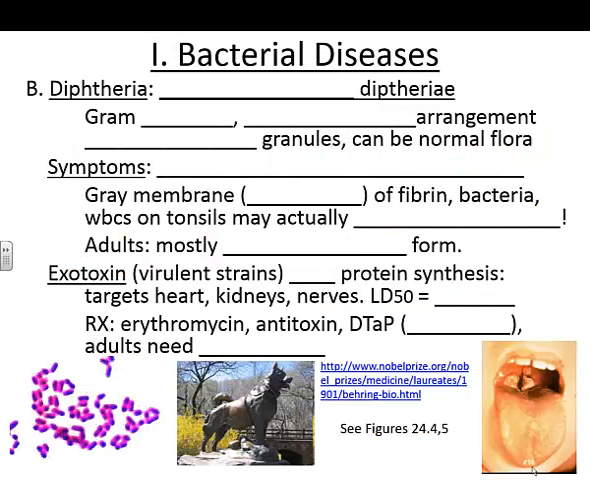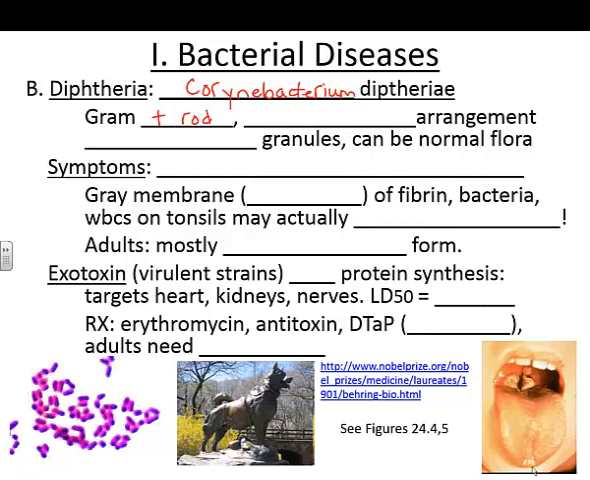The next bacterial infection I will describe is diphtheria. Prior to the antibiotic and vaccine age, it used to be a major childhood killer. Diphtheria is caused by the bacterium Corynebacterium diphtheriae, which is a gram-positive rod.